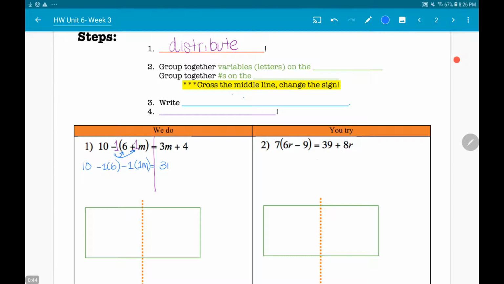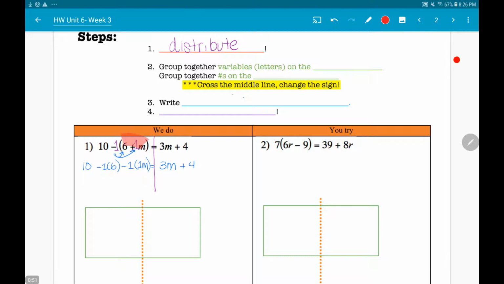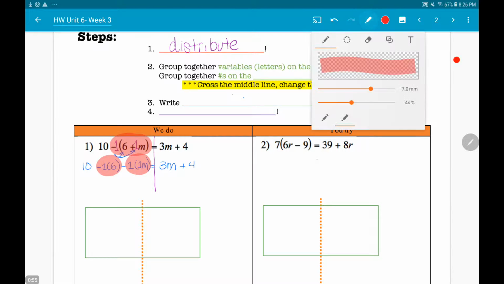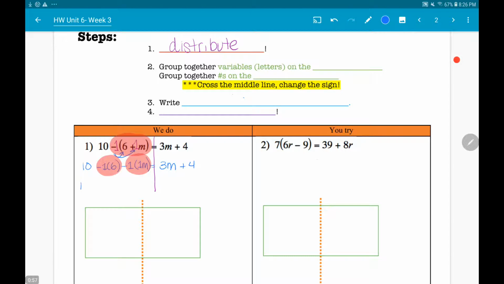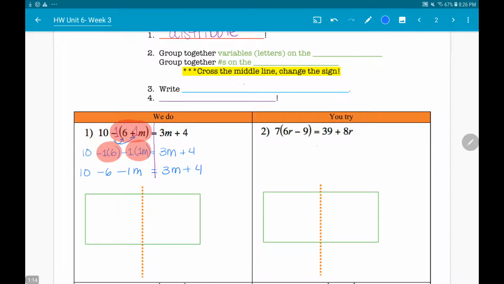And I didn't do anything with this side. So the only thing I'm focusing on right now is simplifying this and this. So I'll simplify that. -1 times 6 is -6. -1 times 1m is -1m. And anything I didn't touch, I'm just bringing down. All right, so now I have variables on both sides, which is what we looked at before break.